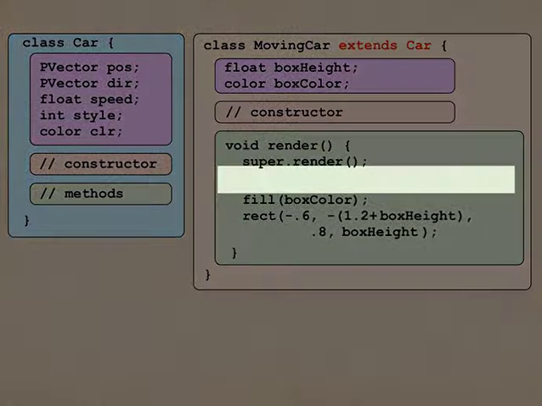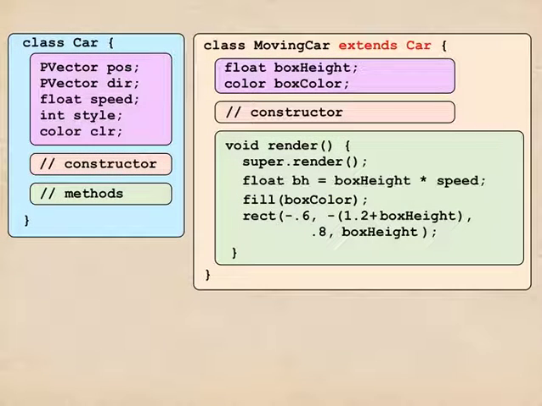In the hole that I left just before fill, I'm going to put in a new line. And I'll compute a new variable, which I'll call BH, which is simply the height of the box times the speed. And now I'll use this when I draw the box. But before we get into that, let's just look at the variables that are involved, box height and speed. First, where does box height come from? Well, if we look through moving car, we can see it is another one of the instance variables that got saved when we created a moving car.